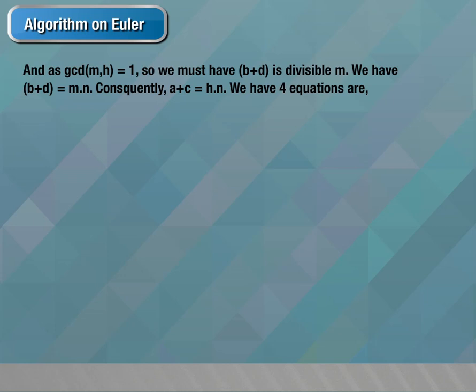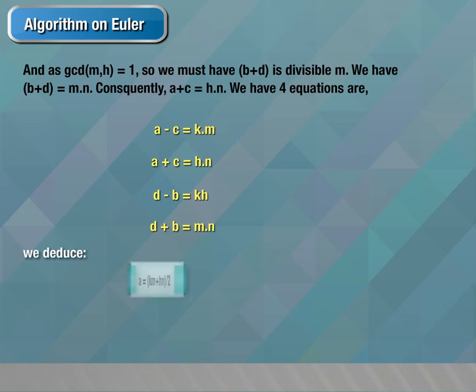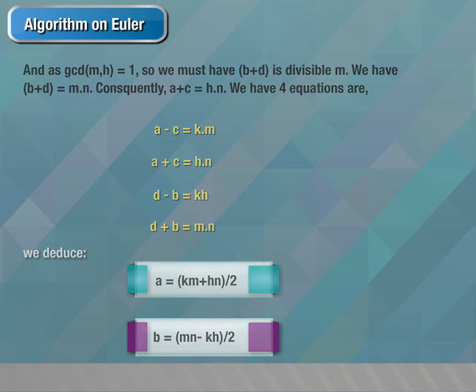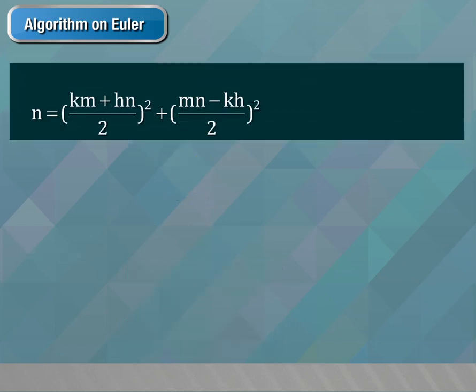We have 4 equations there. a − c = km. a + c = hn. d − b = kh. d + b = mn. We deduce a = (km + hn)/2 and b = (mn − kh)/2. So n = ((km + hn)/2)² + ((mn − kh)/2)².